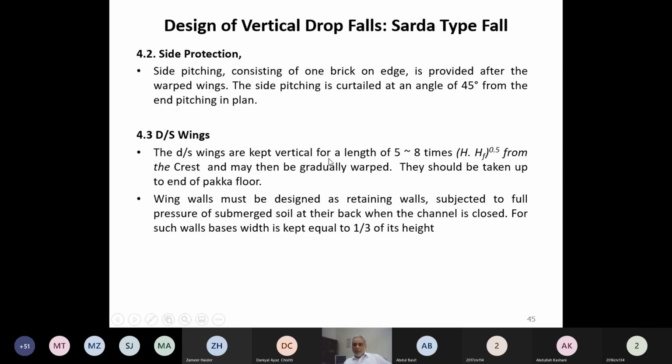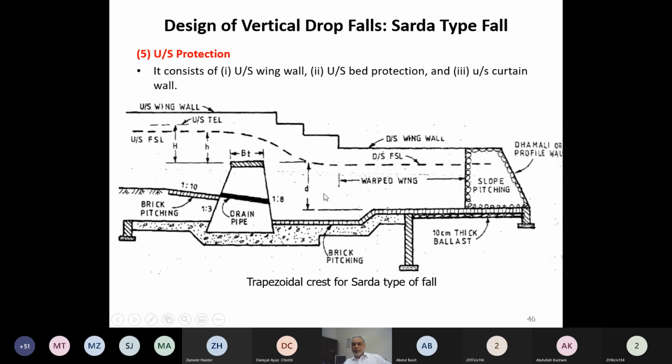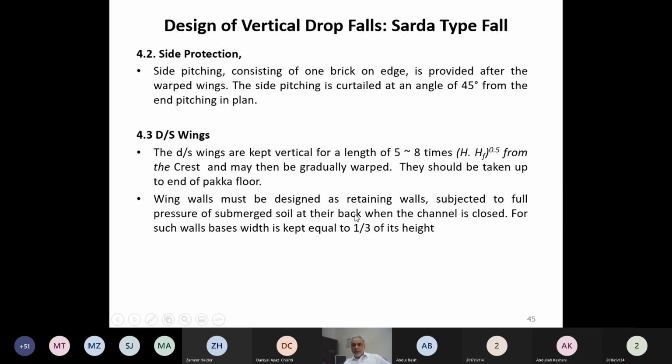Downstream wings are kept vertical for a length of 5 to 8 times of HHF under root. तो ये vertical रहेंगे 5 to 8 times. So these wing walls will be vertical up to 5 to 8 times of HHF under root from the crest. So उसके बाद they will be warped out to give a gradual transition. They should be taken up to the end of the Pakka floor.